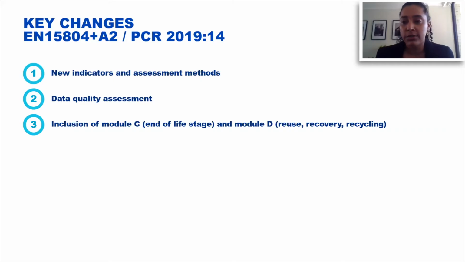Next, we have the inclusion of 2 additional modules on our evaluation for the EPDs. So module C, in our case, we had already included some of this. We had included 2 subsets of the module C. However, we needed to extend to include them all this time. This is the end of life stage. And on our previous EPD, we also had included module D, which is the reuse, recovery, and recycling. So that was not a difference for us.